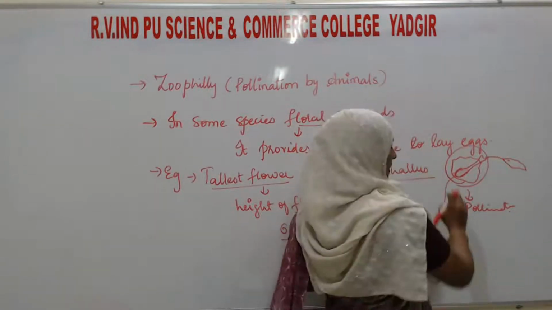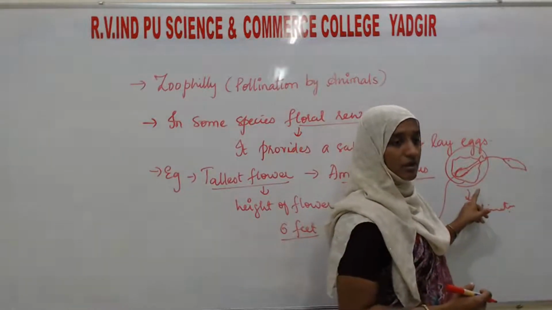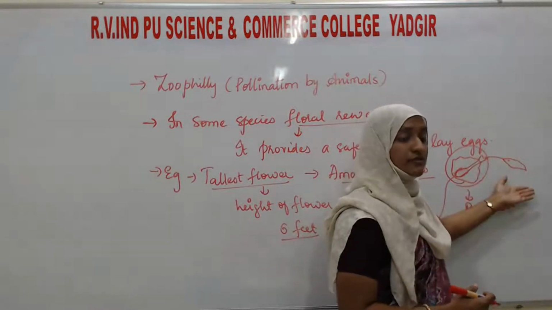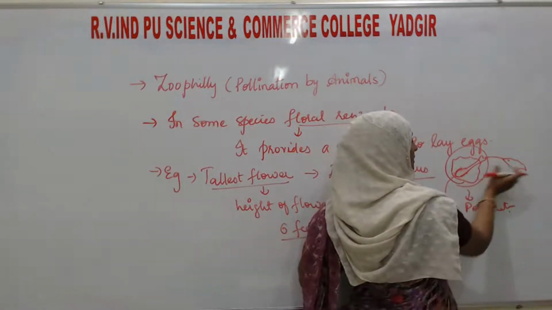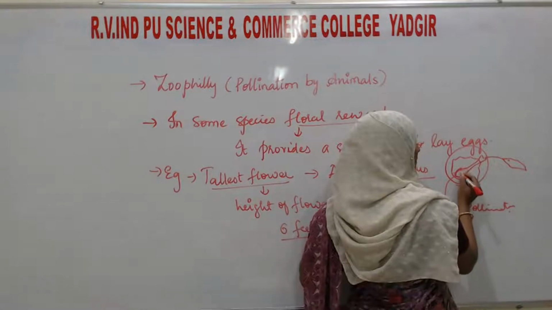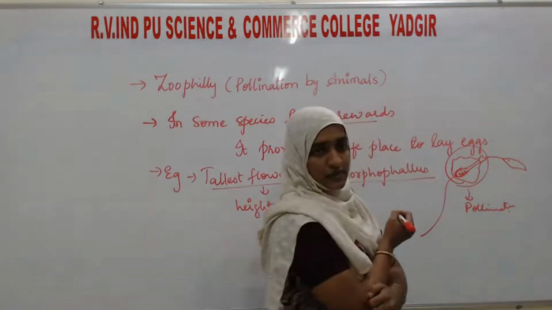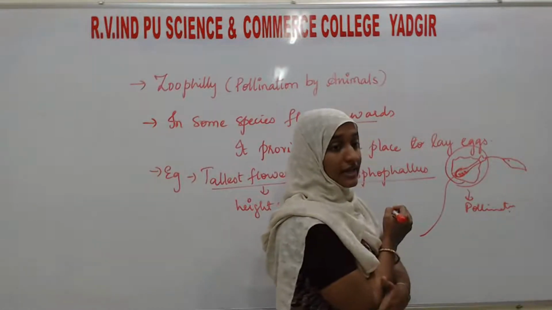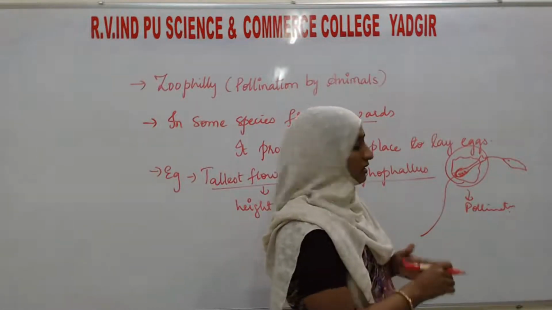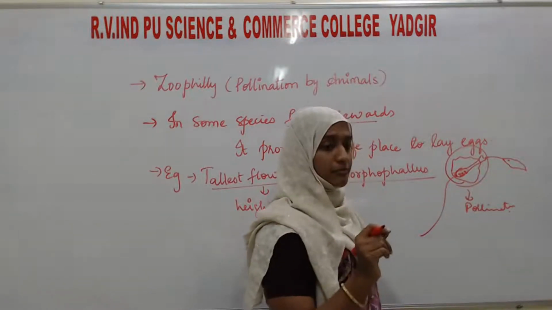So what happens in return? What reward is going to be given to that particular animal? What is the return gift to the animal? So here this flower is providing this insect a place to lay the eggs inside the ovary. Not all animals can lay eggs inside the ovary. This is especially the insects, bees and wasps.